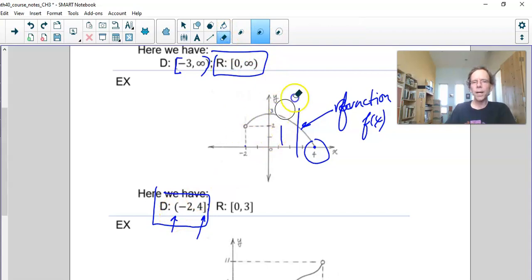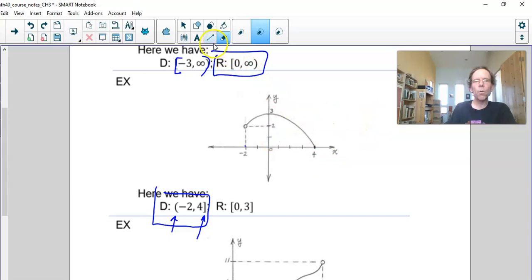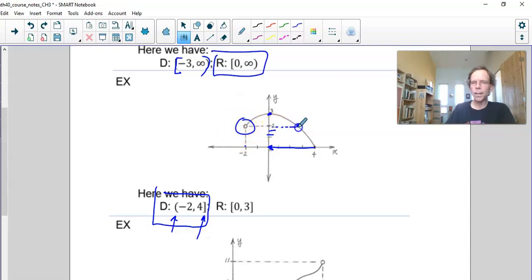All right, how about the range? What values do we see for y in this graph? Well, the smallest y value we see is 0, and the highest we see is 3. And is there a hole at 2? Well, not really. Even though the left end here is an open circle, we do have a graph point that has a 2 for y.